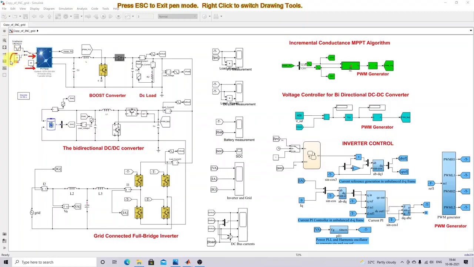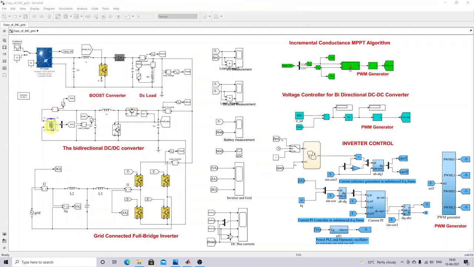So one is for a static irradiation condition, another one is dynamic irradiation condition. So you can use both conditions in this system. Okay, so the solar PV is connected with the DC bus. So this is going to act as a DC bus. It is connected to the DC bus via a boost converter. Okay, this is nothing but the boost converter, and then in the DC bus we connected one DC load. That means a resistive load is connected in the DC bus.